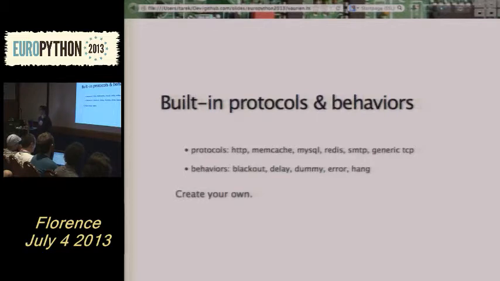So basically, if you have an exotic TCP server with its own protocol, you can use the TCP protocol and it will probably work. And if it doesn't work, you can inherit from this protocol and create your own. So I had to do this, for example, for Redis, because Redis has a specific way of dealing with packets. So I just looked at the specification and wrote a plugin that works with Redis.